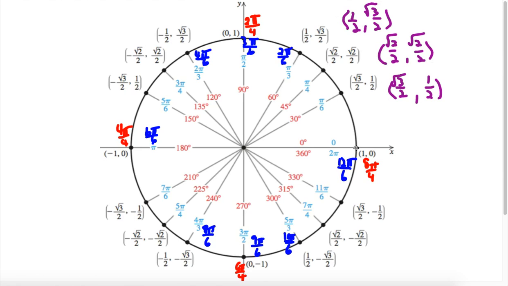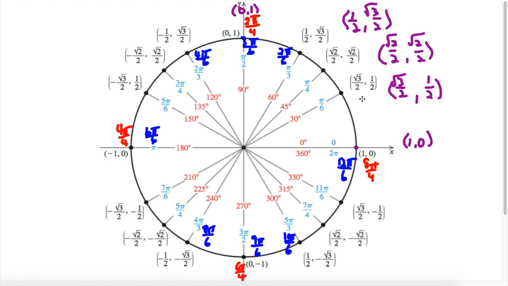Hopefully we don't need a trick to remember these points, right? The 1, 0, the 0, 1, the -1, 0, and the 0, -1. Then, once I have these values, all I'm doing is reflecting across the axes.